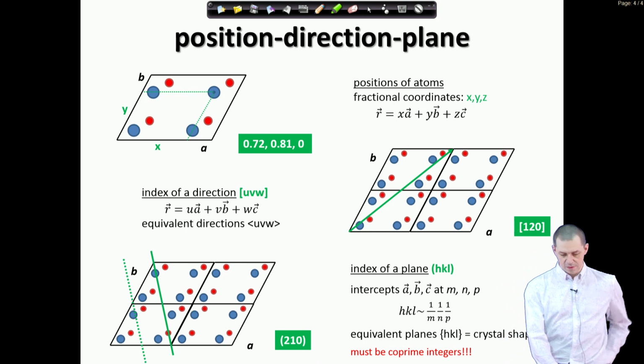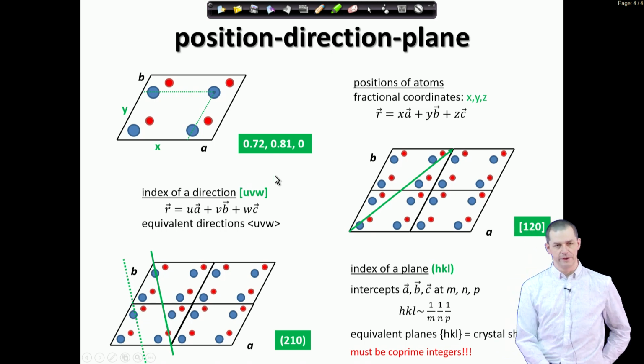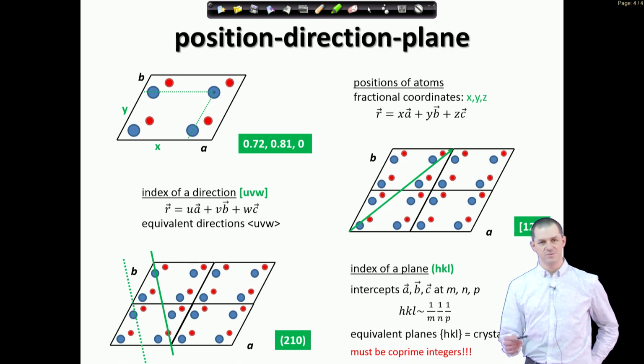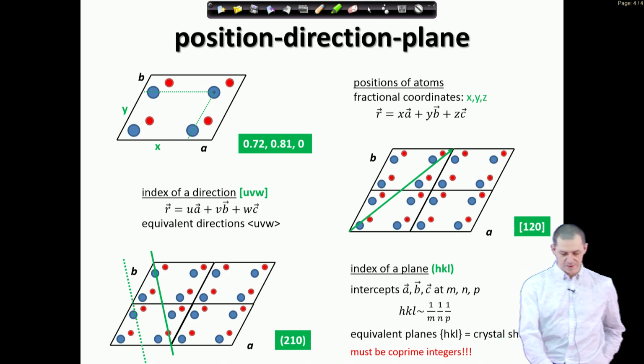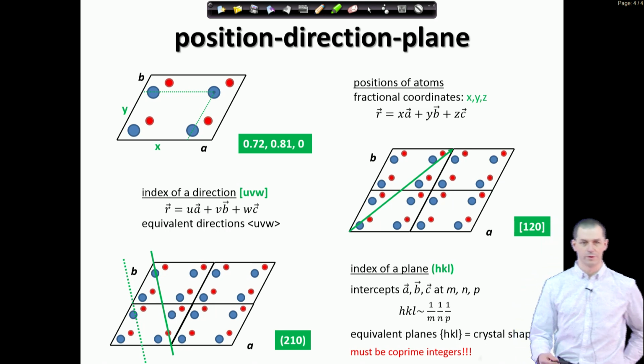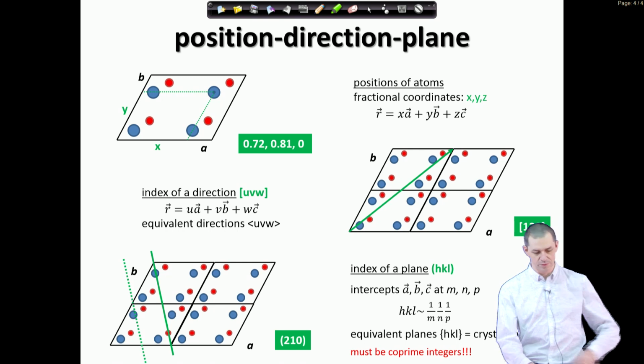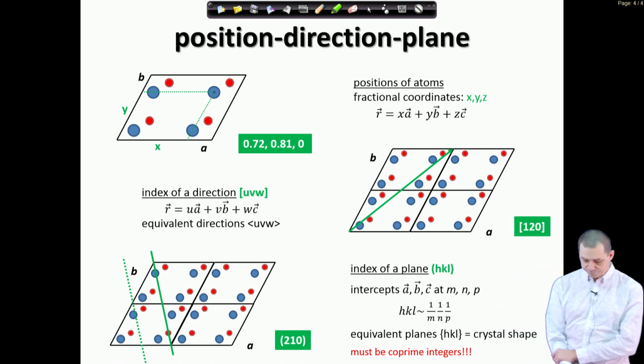Just note that directions in direct space are enclosed in square brackets. There are conventions about what different brackets mean, and they should not be mixed up, because round brackets or parentheses mean something else than square brackets, and then curly or angle brackets mean something else again. So directions in direct space are enclosed in square brackets.